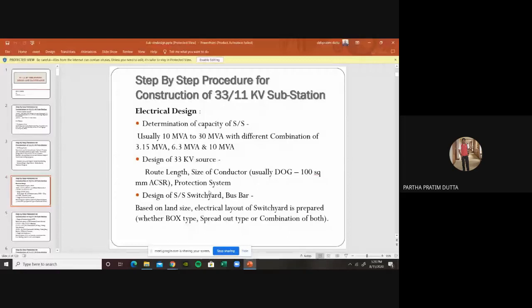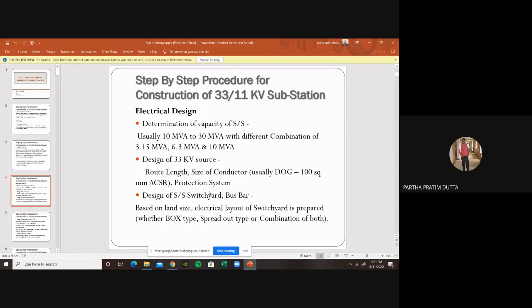Then comes the design of the 33 kV source. We determine from which grid substation we will draw the 33 kV power to the substation, and we determine the route length. That is the most vulnerable and most important part, because we usually experience that the route length we choose initially has to change again, because of many right of way (ROW) problems that prevent us from drawing the line in that particular way.